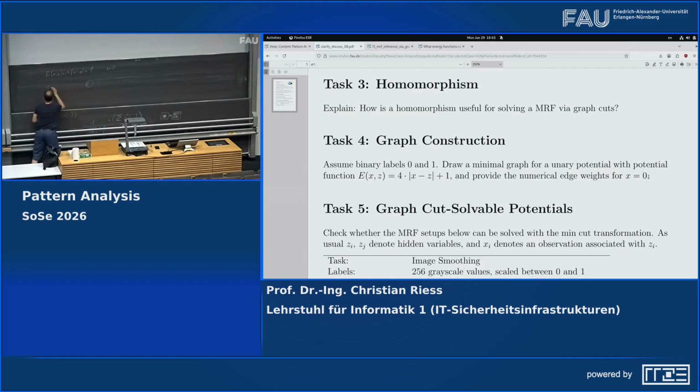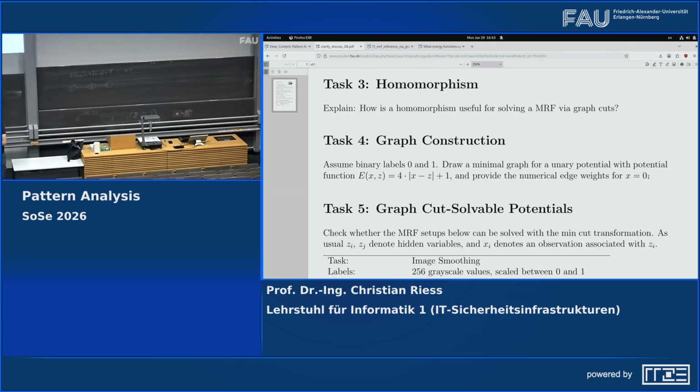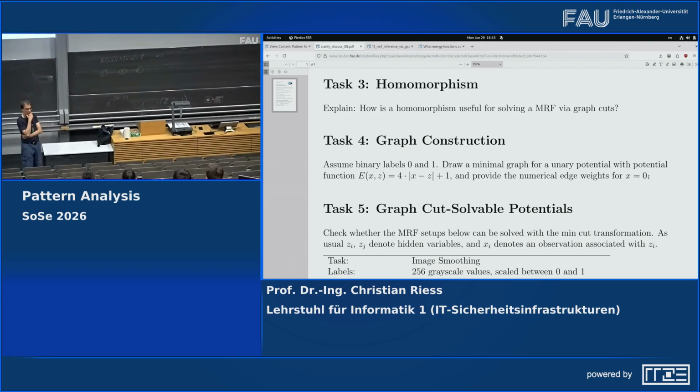A source and a sink, and in between what? The hidden variable. Yep. Okay, and now? Then we need the weights. So what weights can be assigned to each edge?